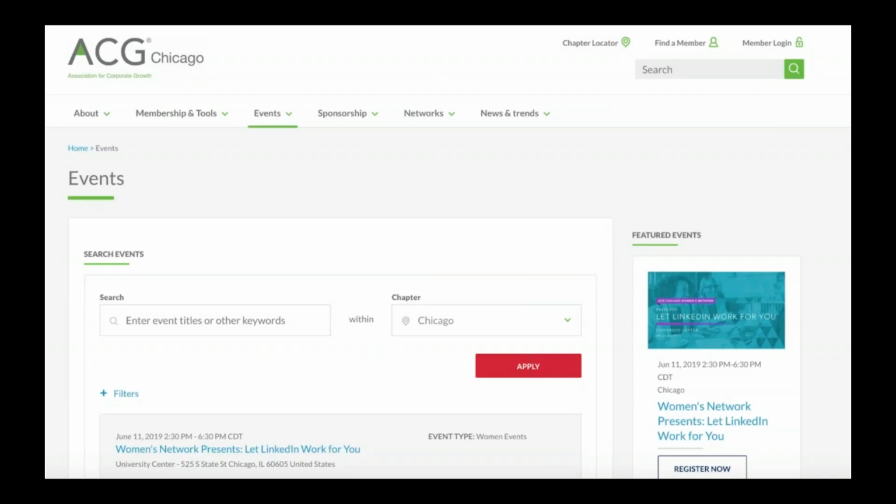Or here's an example in Chicago. Chicago shows up first, but you also could then search other cities to see what you want. All of these decisions were made because we were working directly with the members and directly with the chapters.